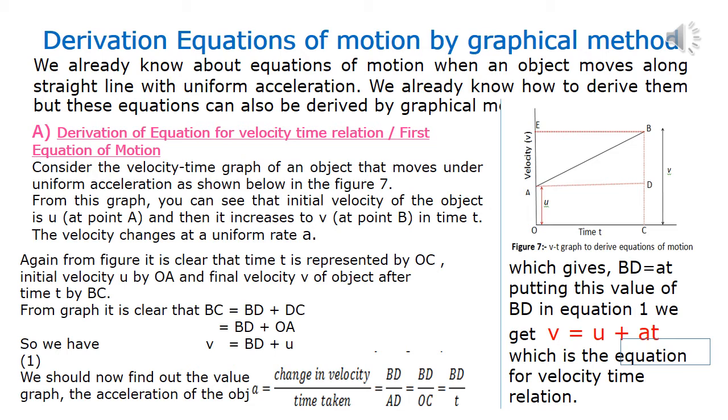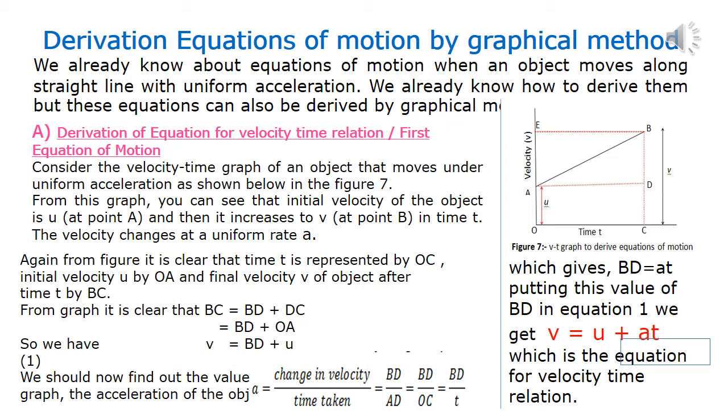Now we'll derive the first equation of motion from the velocity time graph. Remember, we cannot use a distance time graph for deriving any equation of motion. Why? Because all the three equations of motion involve acceleration, and a distance time graph doesn't help us find acceleration. Only the velocity time graph does, by calculating its slope.